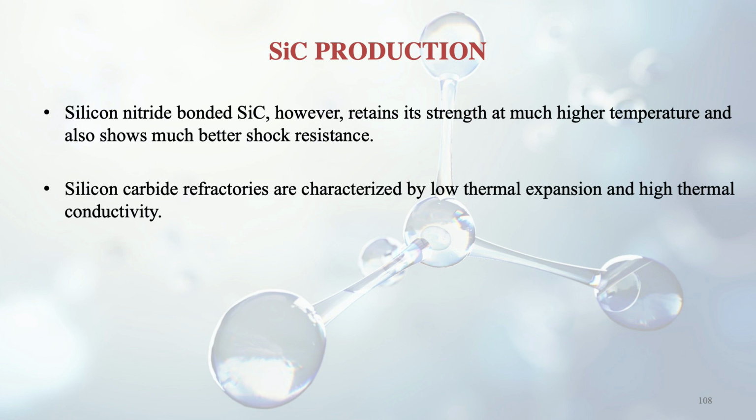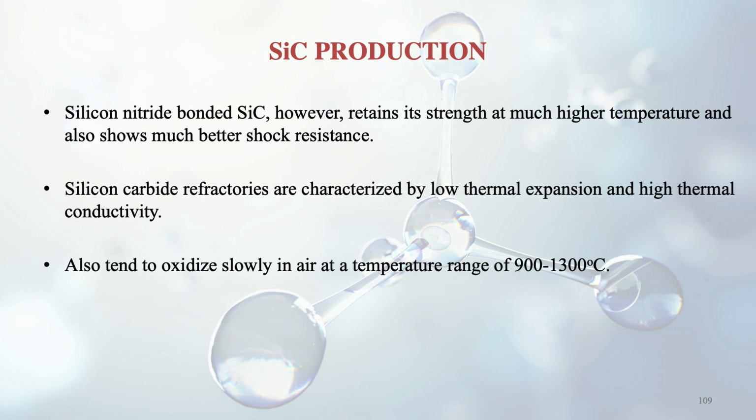Silicon carbide refractories are characterized by low thermal expansion and high thermal conductivity. Low thermal expansion means it has very good strength at high temperatures and is not going to deform, and high thermal conductivity means it can also pass the heat, so that is a good thing. Also these have certain drawbacks: they tend to oxidize slowly in air at a temperature range of 900 to 1300 degrees centigrade. So in this temperature range, oxidation can take place, which can result in rusting and corrosion. So this is not a very good thing.